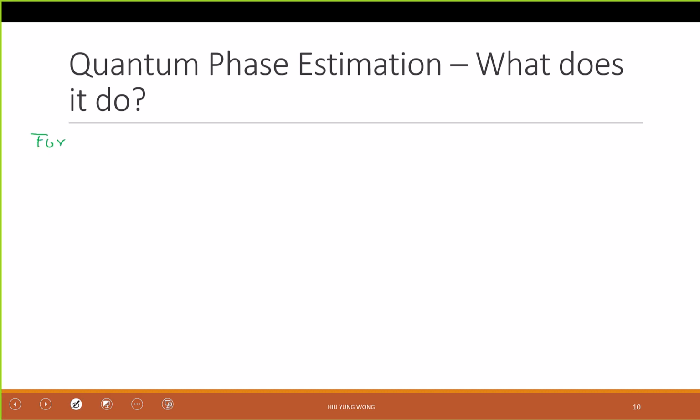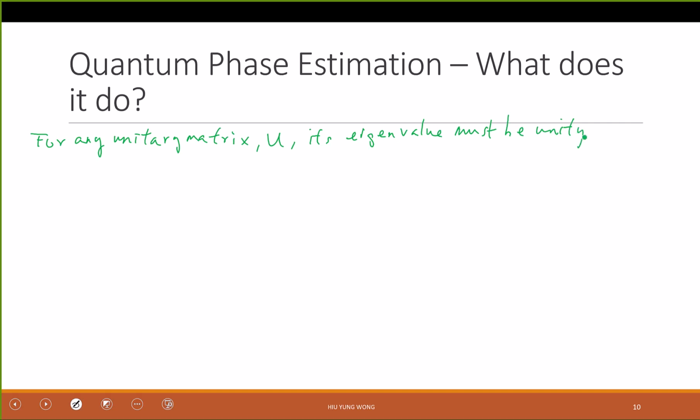For any unitary matrix, and why do I care about unitary matrices? Because all our quantum gates are unitary, right? And we call it U. Its eigenvalue must be unity. And that is one reason why it's called unitary.